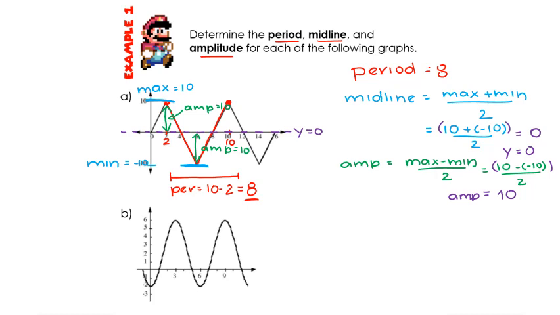For B, to find my period, I'm just going to start at this point, so starting on the y-axis. The reason why I do that is because on the y-axis, our x value is equal to 0. So that just makes our starting point a little easier to work with.